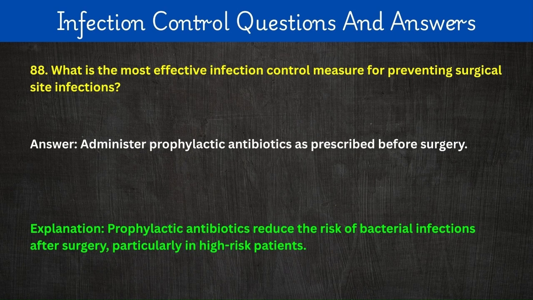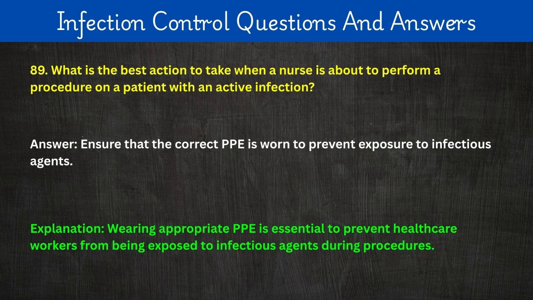Explanation: prophylactic antibiotics reduce the risk of bacterial infections after surgery, particularly in high-risk patients. 89. What is the best action to take when a nurse is about to perform a procedure on a patient with an active infection? Answer: ensure that the correct PPE is worn to prevent exposure to infectious agents. Explanation: wearing appropriate PPE is essential to prevent healthcare workers from being exposed to infectious agents during procedures.